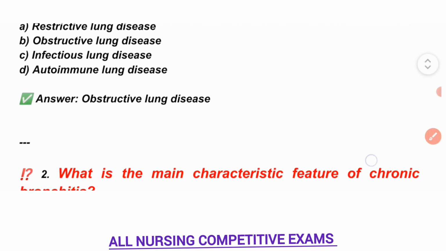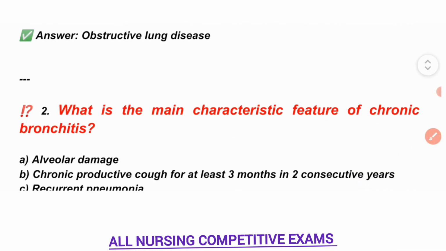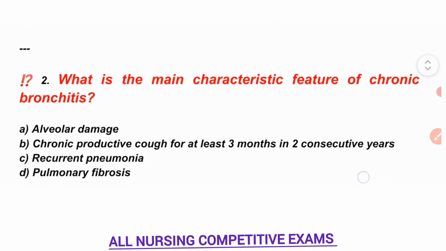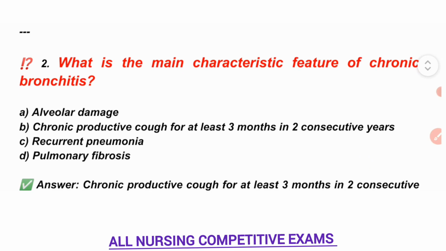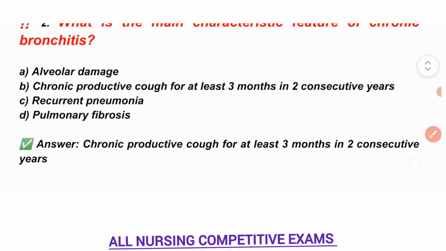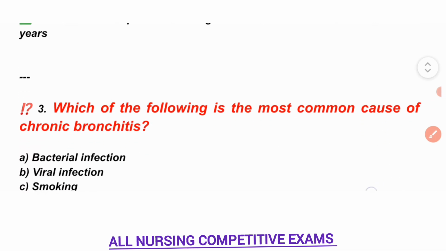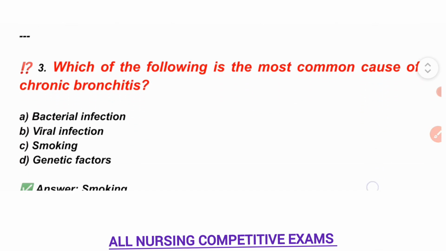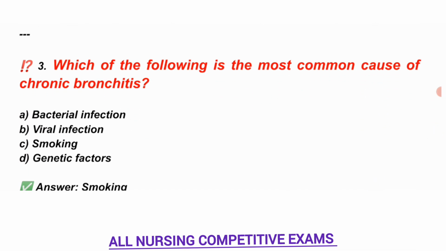Question number 2. What is the main characteristic feature of chronic bronchitis? The right answer is option B. Question number 3. Which of the following is the most common cause of chronic bronchitis? The right answer is option C, smoking.